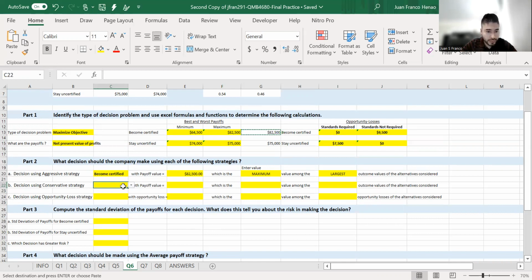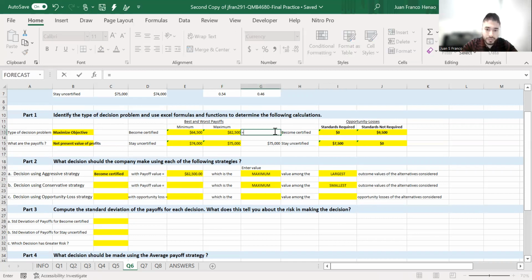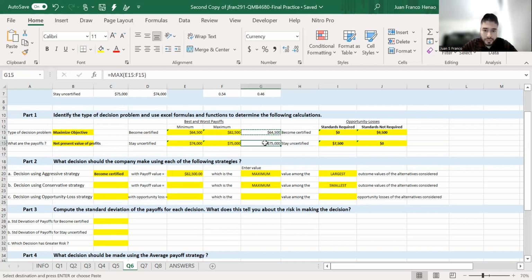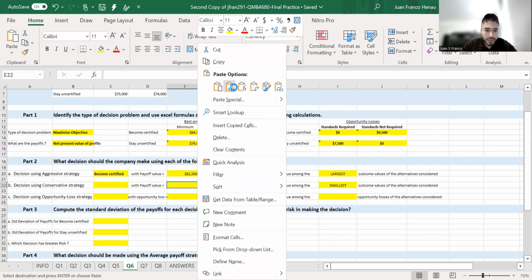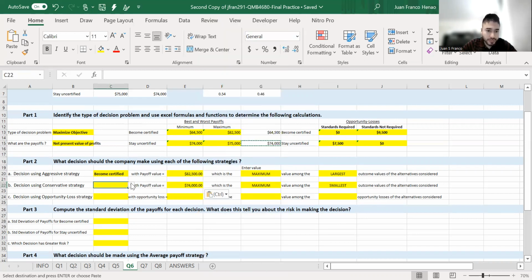Now for the conservative strategy, we use the max value among the smallest. Let's do it here. Then the maximum, yep, among the smallest. So we need to change our formula to min and choose the maximum value from these two. It is this one. Copy and paste the values. This corresponds to staying uncertified.